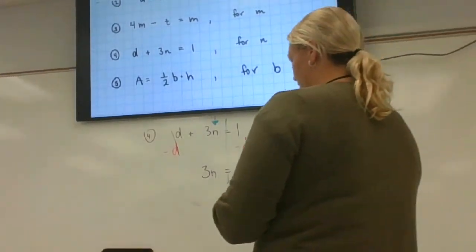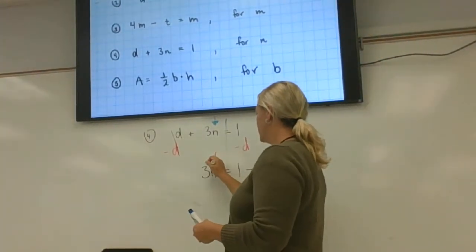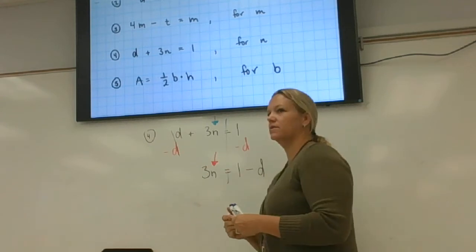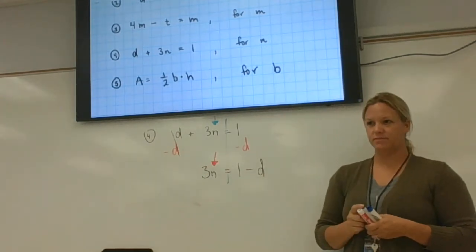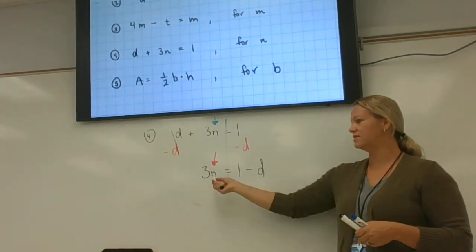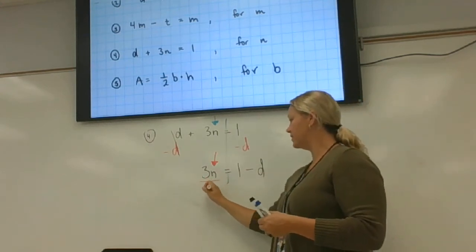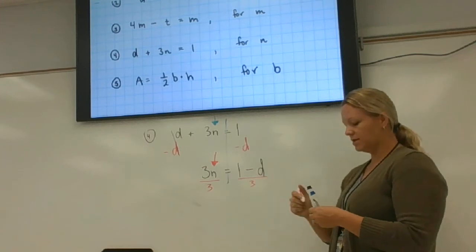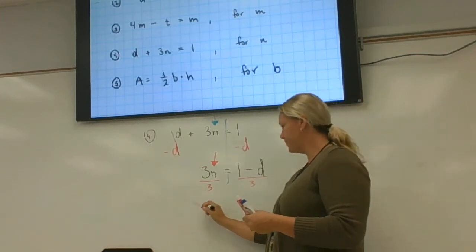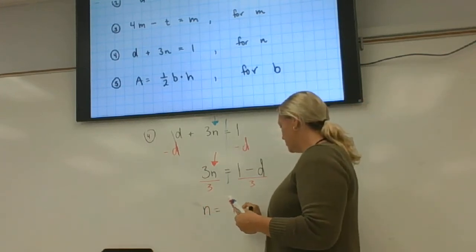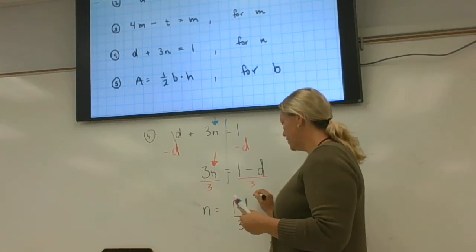Okay, still working on this side of the equal sign. Still got my N in mind, trying to get alone. Last step, Sophia. How do we get this N alone? Divide both sides by 3. The opposite of multiplying 3 is dividing 3. 1 minus D over 3.